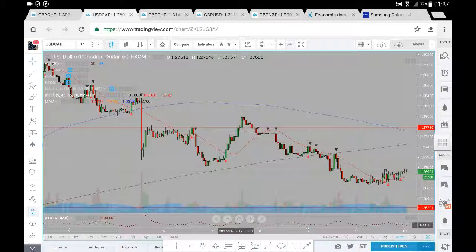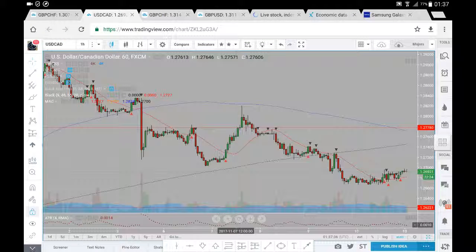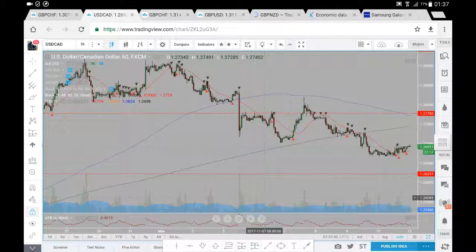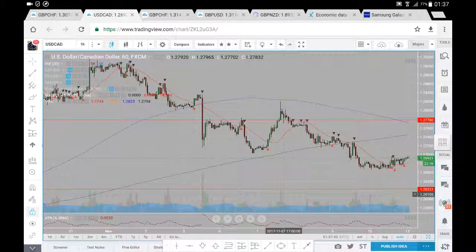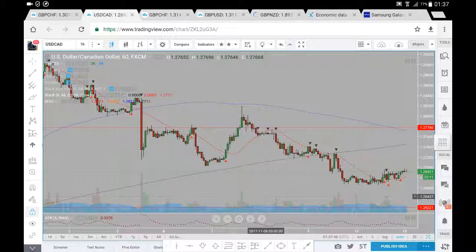So this is USDCAD analysis for Monday the 13th of November. Now, let's just get scale on here correct. There we are. Just zoomed out a little bit too much. Just going to try to get this chart scaled correctly. Okay, we'll use this one.